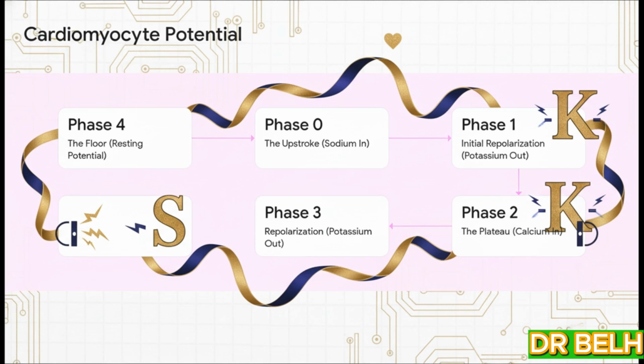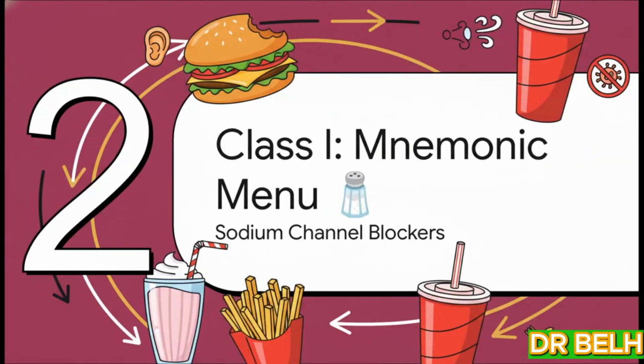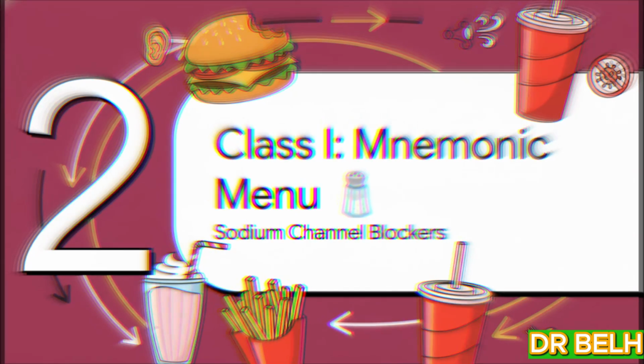After that, the cell just needs to reset. Phase 1 is a quick dip as some potassium leaves. Phase 2 is this cool plateau where calcium comes in. And finally, phase 3 is the big slide down as potassium rushes out, getting everything back to baseline, ready for the next beat. All right, let's jump into our first class.